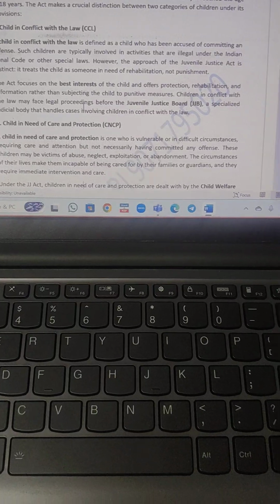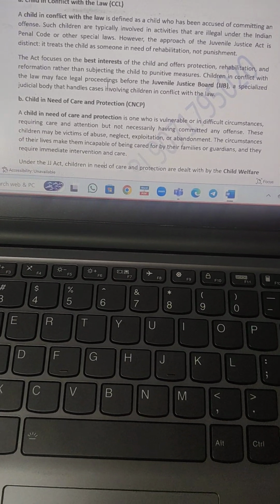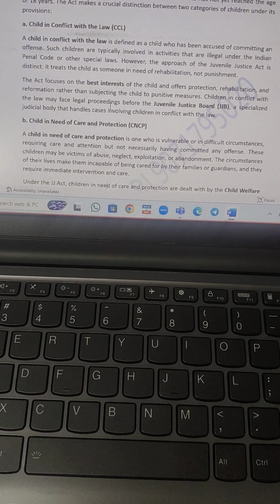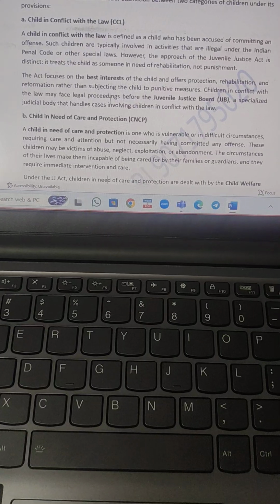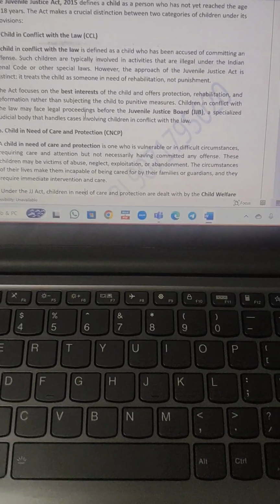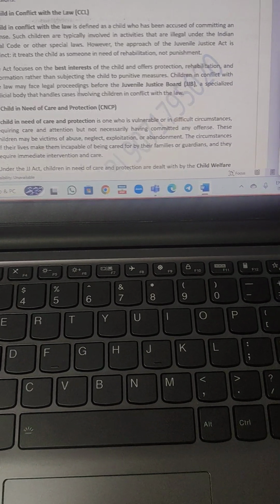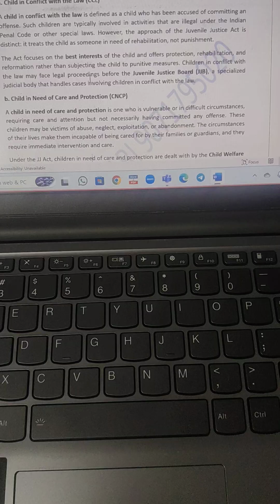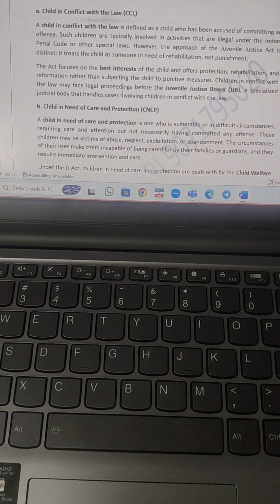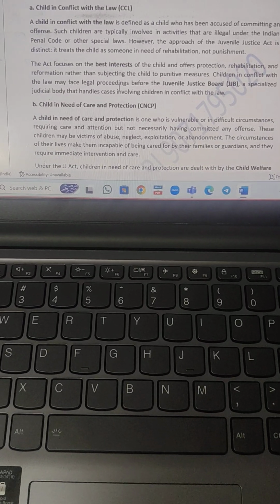So the act focuses on the best interest of the child, offers protection, rehabilitation and reformation rather than subjecting the child to punitive measures. So children in conflict with law may face legal proceedings before the Juvenile Justice Board, not a court. Okay, so all the proceedings will be carried on under Juvenile Justice Board, a specialized judicial body that handles cases involving children in conflict with law.